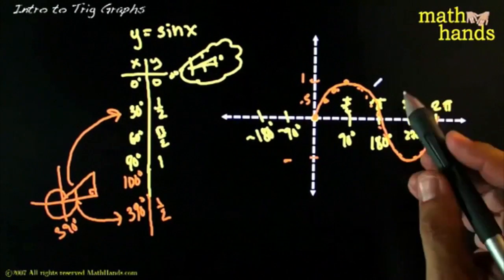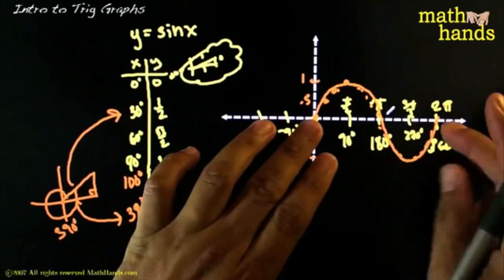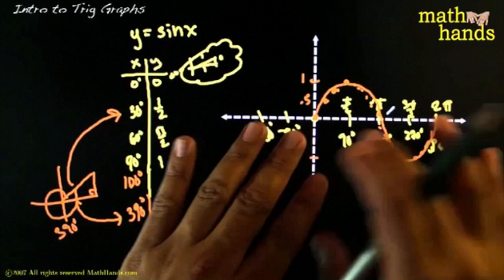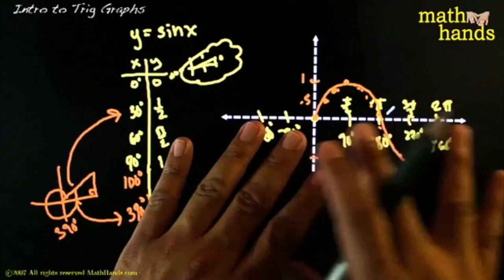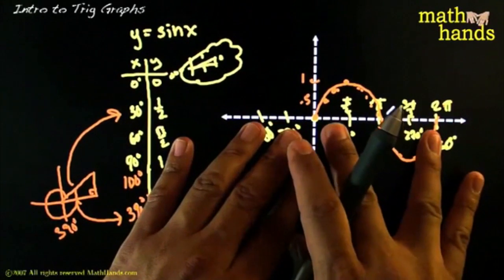And so the fancy way to say that is that this is a periodic function, meaning that the values of it get repeated for different portions of the x-axis.